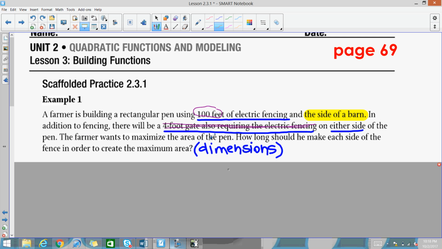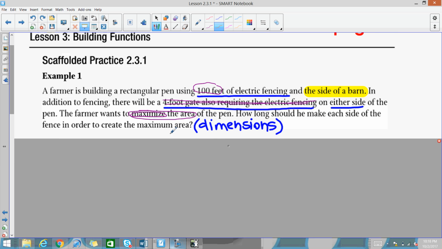The farmer wants to maximize the area of the fence. So maximize the area. We'll talk about what that means in a second. How should we make each side of the fence in order to create the maximum area? Now, ready? Number one, we're talking about dimensions. We want to know a width and a length. Additionally, when you hear the word maximum, what is that referring to? Yes, you called it vertex. So we're going to want to figure out what the vertex is of this function after we make it.